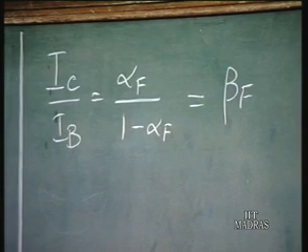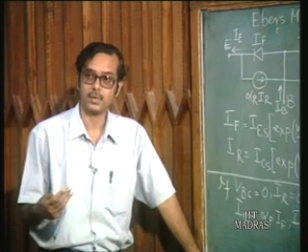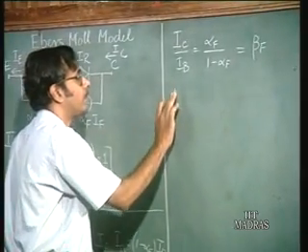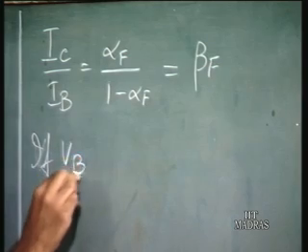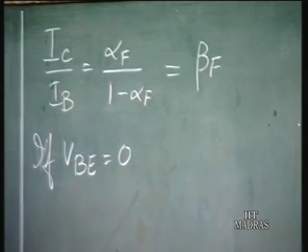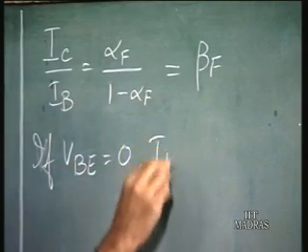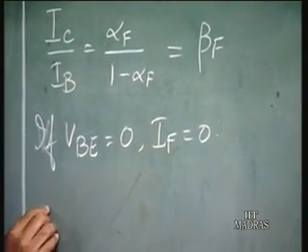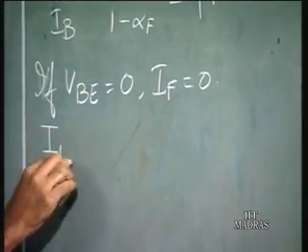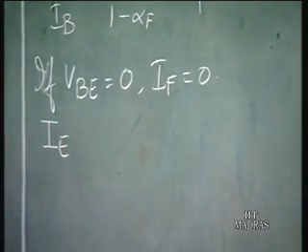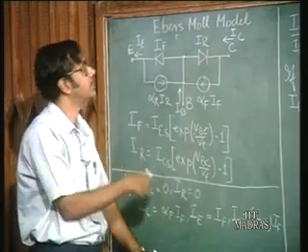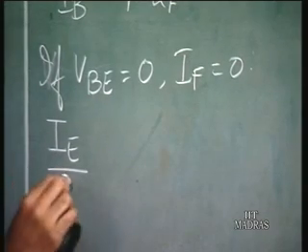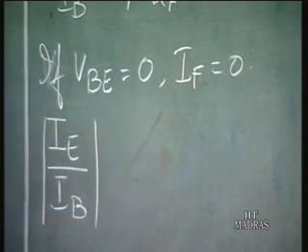You can also have the reverse mode of operation. In the reverse mode, if VBE is equal to 0, you have IF equal to 0, and similarly, if you put IF equal to 0, you are operating in the reverse direction.